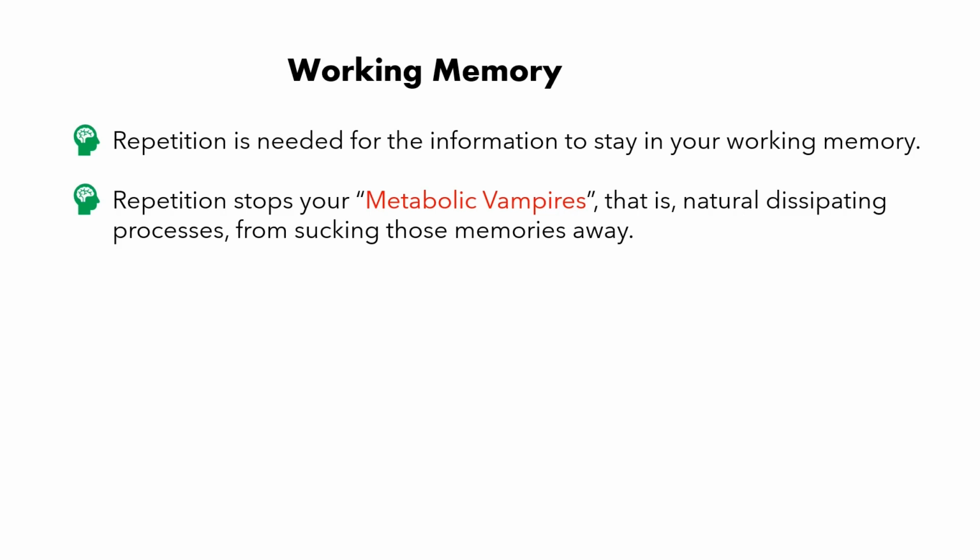Repetition stops your metabolic vampires, that is, your natural dissipating processes, from sucking those memories away. Now you know there are metabolic processes which take place in our brains, in our neurons, the cells which make up our brain. When these metabolic processes happen, sometimes they suck away the memories or the information which we have acquired. For you to prevent this memory loss, you have to repeat the information which you are learning.